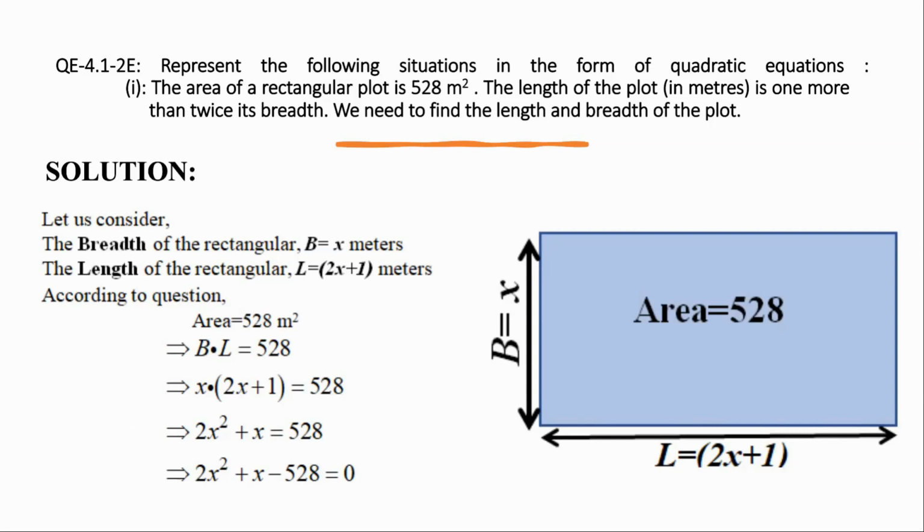Okay, the length and breadth. Breadth is given, so length, as the diagram shows, and area is given as 528, right? We have considered the breadth as x, so what will be the length? The length will be twice x plus 1, as the equation is given. The length of the plot is one more than twice the breadth, so we add 1 to twice the breadth. So if the breadth is x, then the length will be twice x plus 1 meters, right?